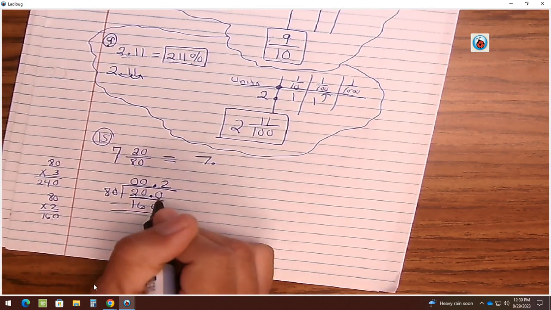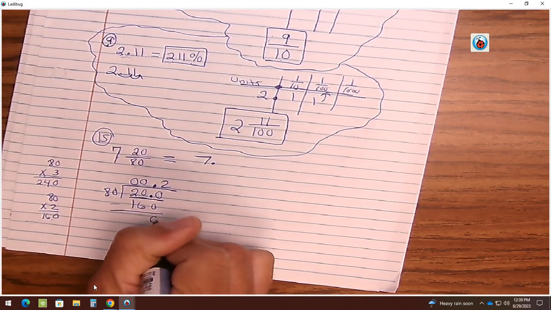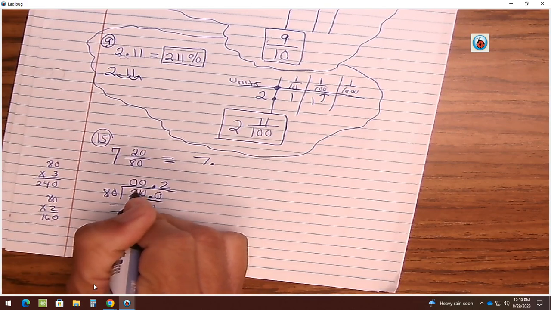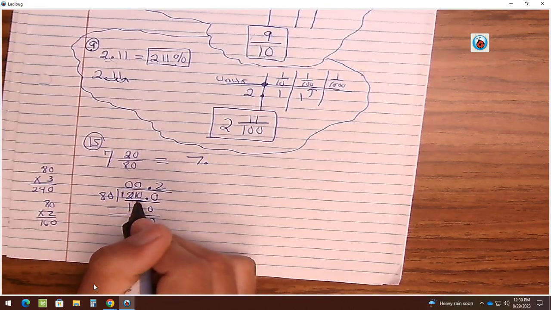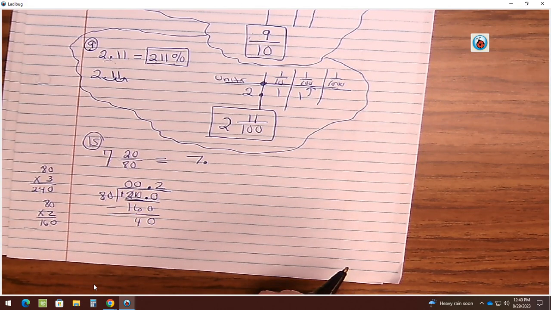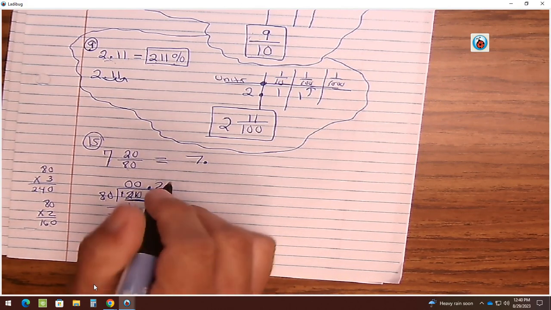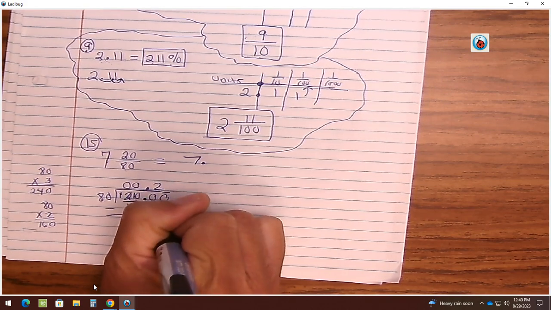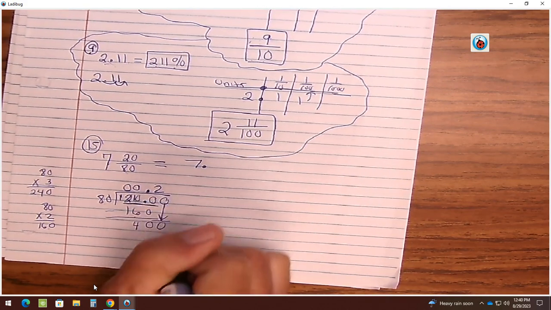And then I'm going to subtract. 0 minus 0, 0. This guy becomes 10. This one becomes 1. 10 minus 6 would be 4. So now we have 40. When you have a remainder, you go make more pieces. You're going to add another 0. And now we have 400.